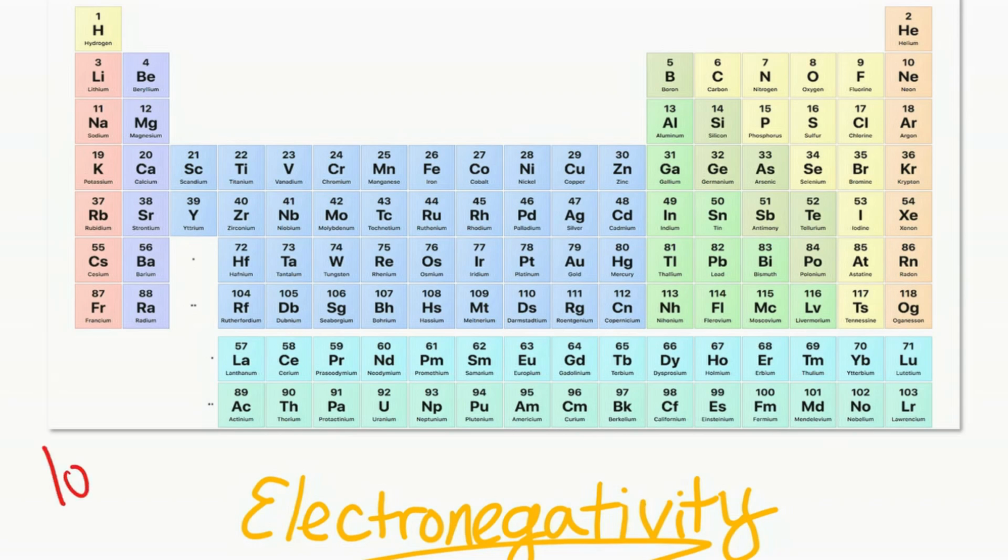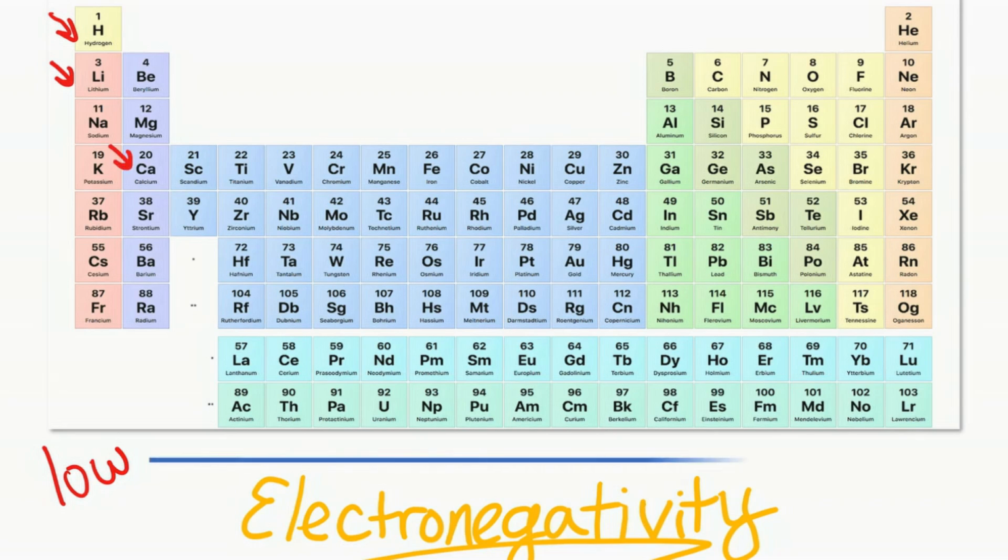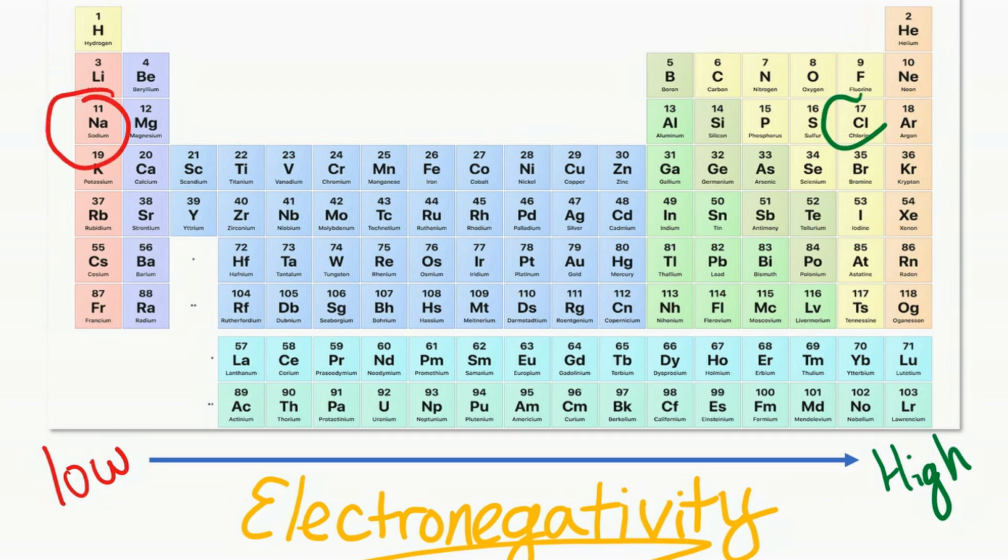The low or weakly electronegative elements are found on the left-hand side of the table, such as hydrogen, lithium, and calcium. And the high or strongly electronegative elements are found on the right-hand side of the table, such as fluorine, chlorine, or iodine. So if sodium were to associate with chlorine to compete for their electrons, chlorine would attract the electrons more strongly to itself than sodium would. And therefore, we would call chlorine more electronegative.